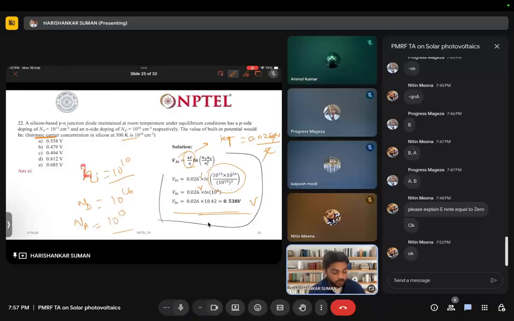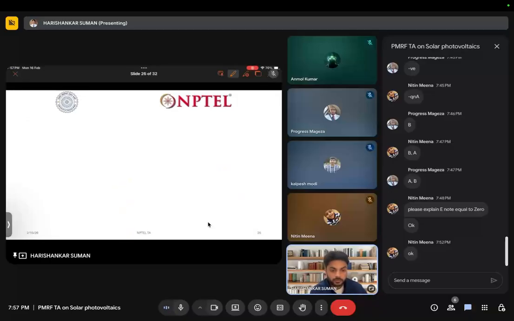Clear this solution? You just have to apply the formula kT by q ln(ND Na by Ni square), use a calculator and please calculate. Should I move? Let's move to the next question.